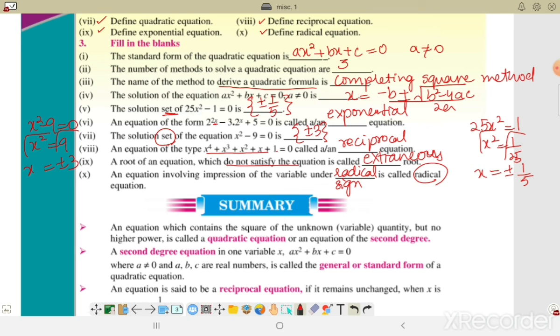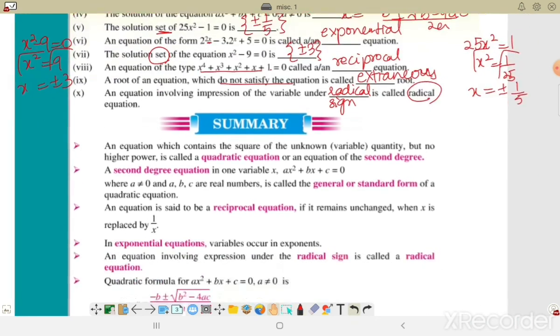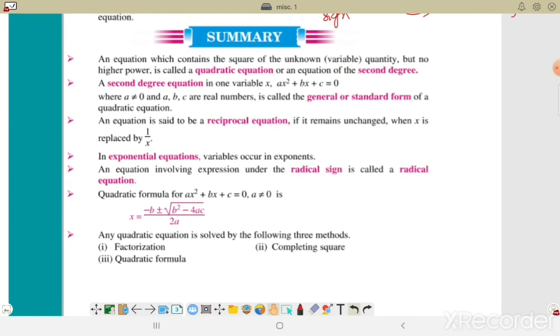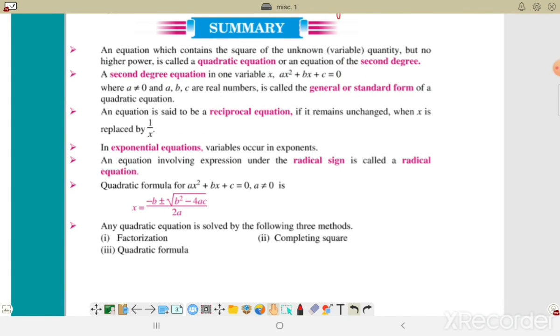Let me tell you one more thing. After completion of the whole chapter, you must read out the whole summary once, so that it will help you in doing the objective portion too.